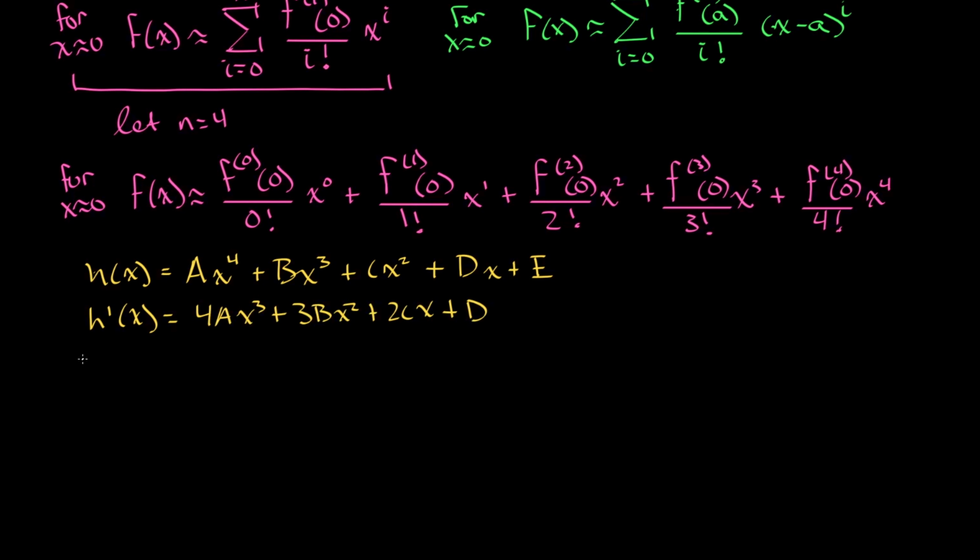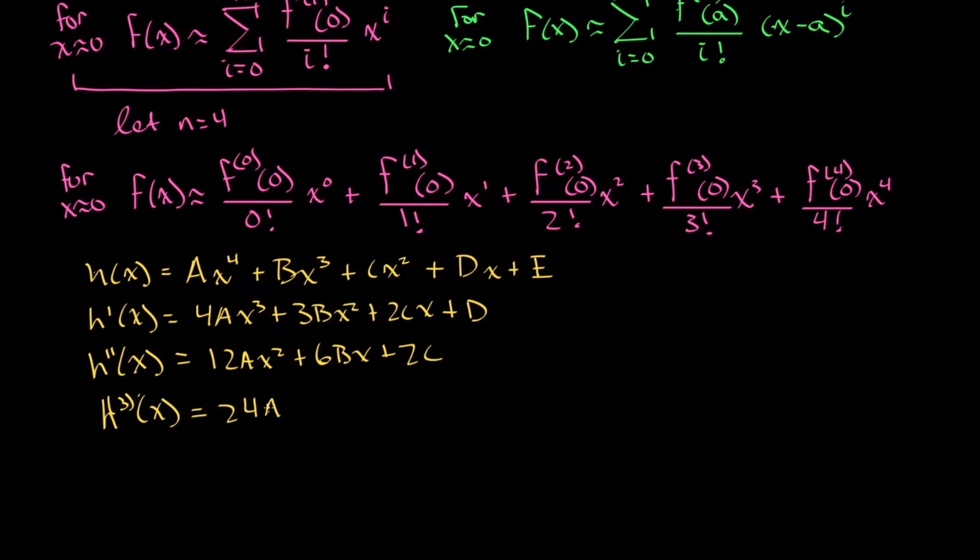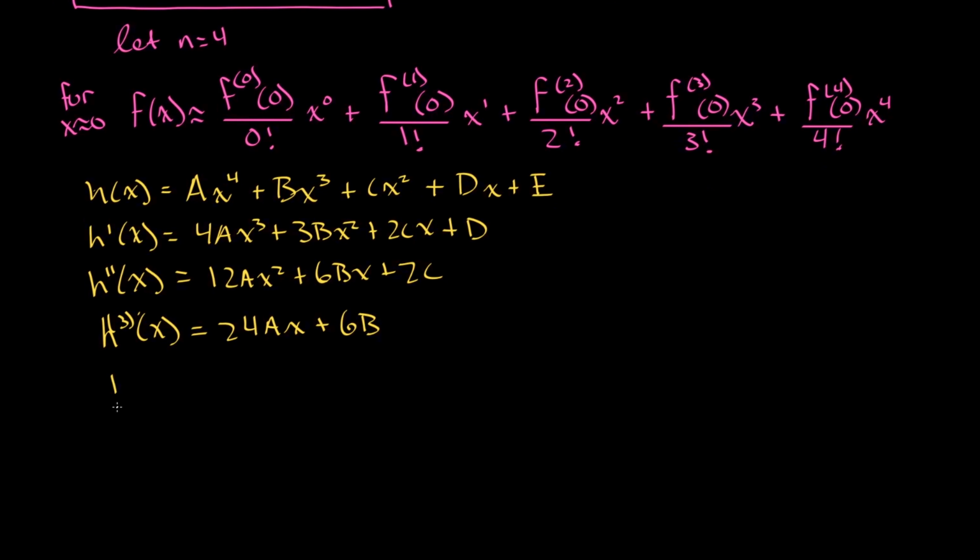Okay, and then second derivative. Let's keep going. 12ax squared plus 6bx plus 2c. And then we'll take the third derivative. All right, third derivative. This is going to be 24ax plus 6b. And then lastly, we're going to look at the fourth derivative. So the fourth derivative of h is going to be 24a.